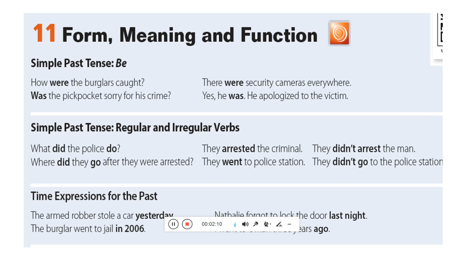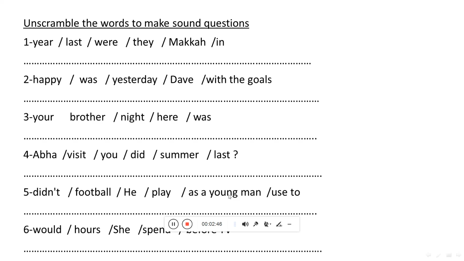Time expressions for the past. For every tense, there are keywords that indicate the tense. For the past simple tense, we have the word last. Last night, last week, and so on. Also, we have yesterday. Again, we have the word ago. When I say 2 days ago, for example. The armed robbers stole a car yesterday. Natalie forgot to lock the door last night. The burglar went to jail in 2006, and so on.